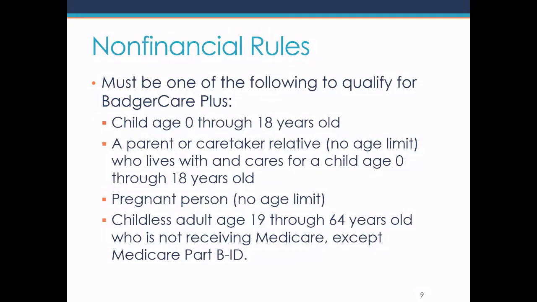And a childless adult is a person ages 19 to 64 years old who is not receiving Medicare except Medicare Part B ID, and who does not have any dependent children younger than 19 years old who reside with them at least 40% of the time. Marital status has no effect on a person being a childless adult.